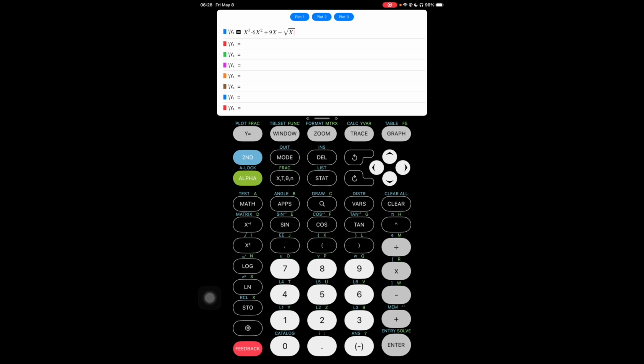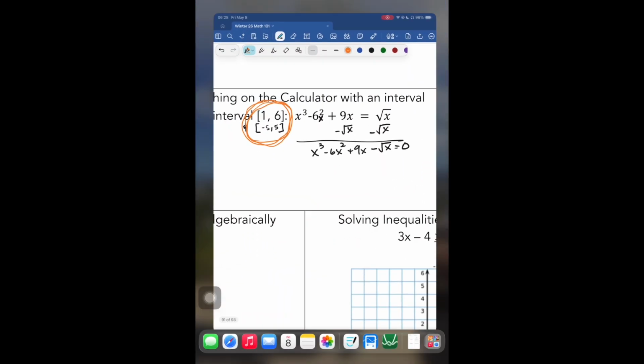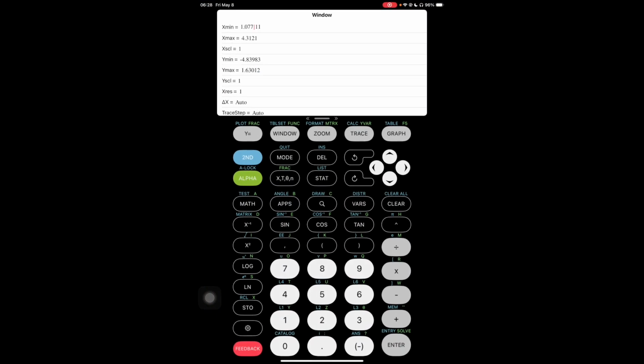Before we graph, let's press on window, the second button. And it wants us to adjust our window to [1, 6] and [-5, 5]. So we're first going to be working with the x's. We're going to clear this x, and we want it to be 1. That's the minimum. Our maximum we're going to clear, and we're going to make this a window of 6. Our minimum we're going to clear for the y and make it negative 5. And for the y max, we're going to make that positive 5.